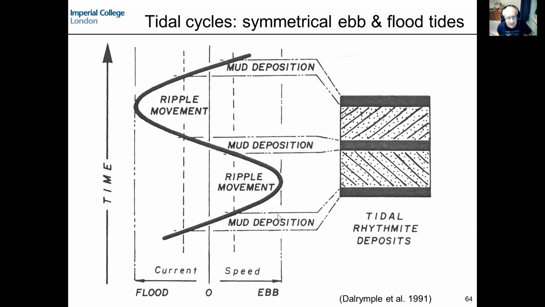So if we start here, for example, this is low tide. Oh, sorry, let's start here. This is high tide, 0 flow velocity, high tide. Okay.